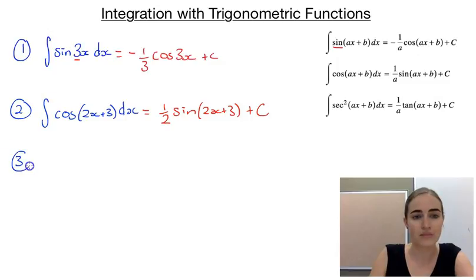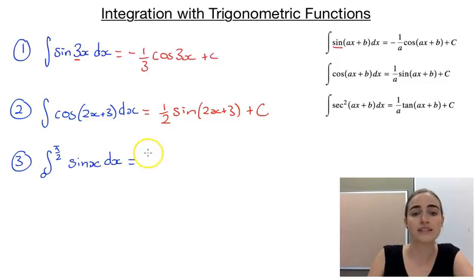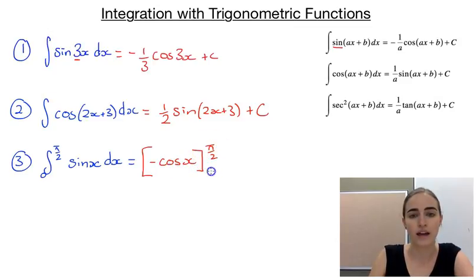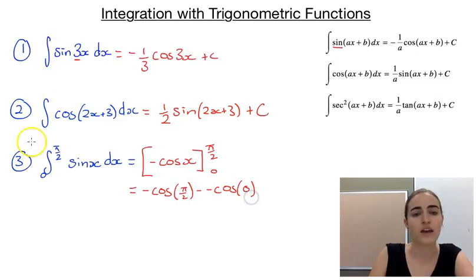All right, our third example is going to be a definite integral. We're going to go from 0 to pi on 2 of sine x with respect to x. Because it's a definite integral, we're going to have our square brackets. Sine integrates to minus cos. We're going to have minus cos x between pi on 2 and 0. So that's going to be minus cos of pi on 2 minus minus cos of 0.